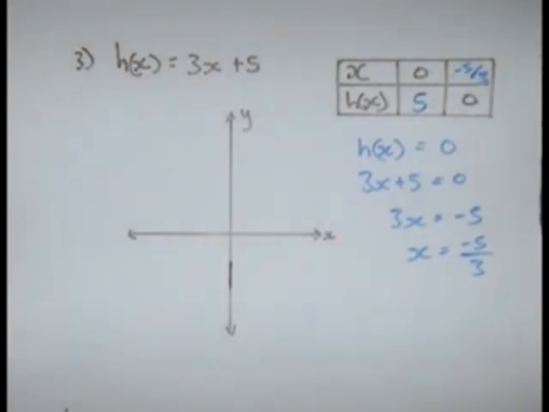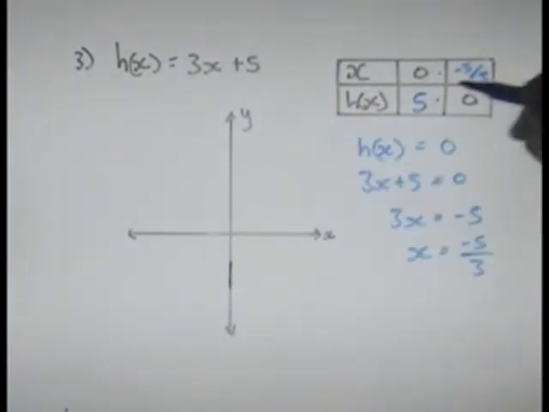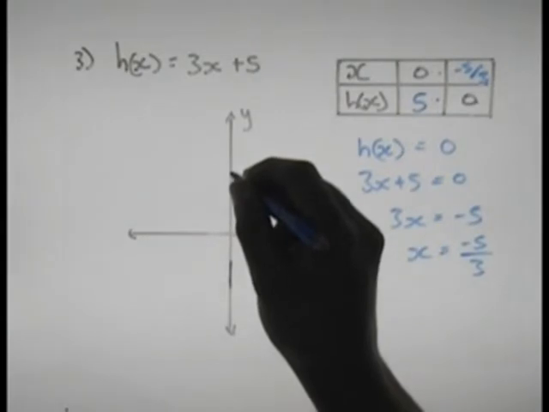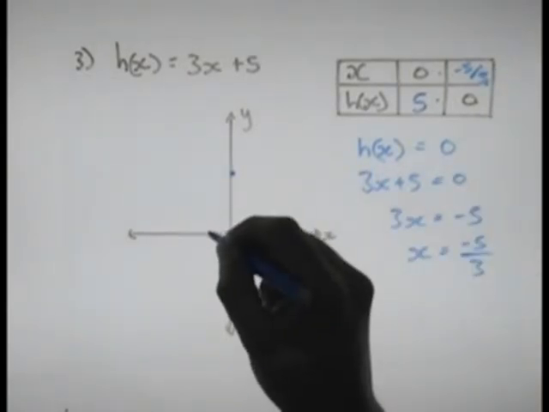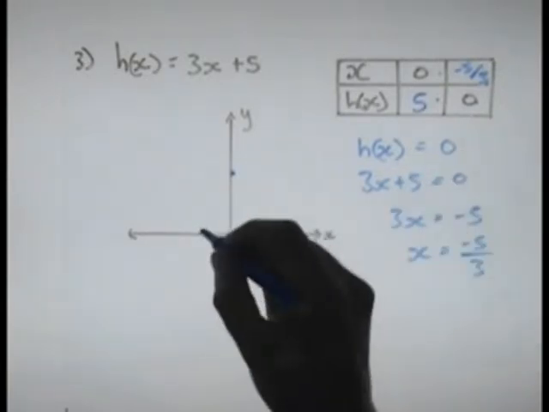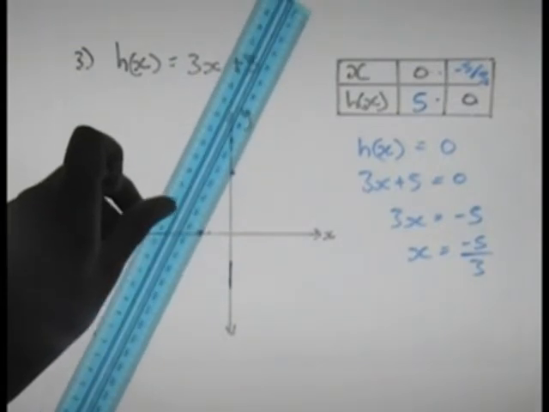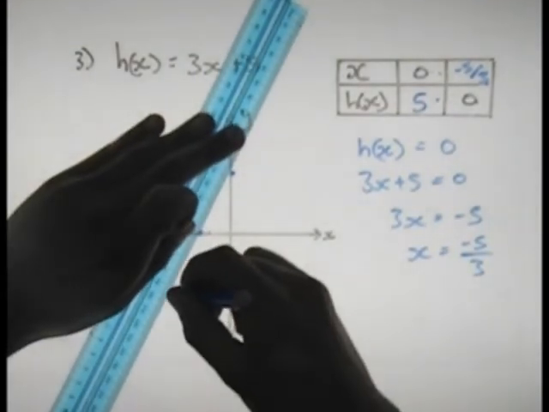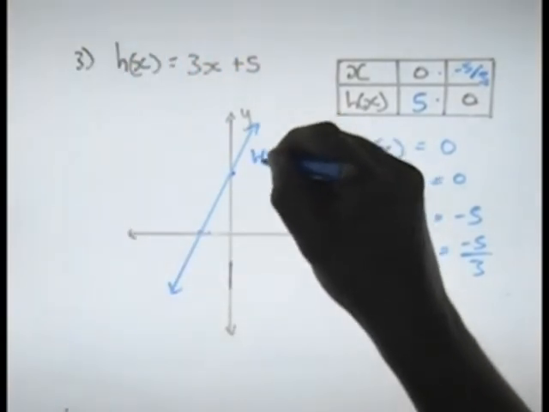Now I can sketch it. When x is equal to 0, that's that line over there. y is equal to 5. Let's put that over there. When x is equal to negative 5 over 3, which is somewhere over here, let's move that a little bit up, somewhere over there, y is equal to 0, so that's that line over there. So that's that set of coordinates. That means that my graph is going to look like this. And this is the graph h of x.